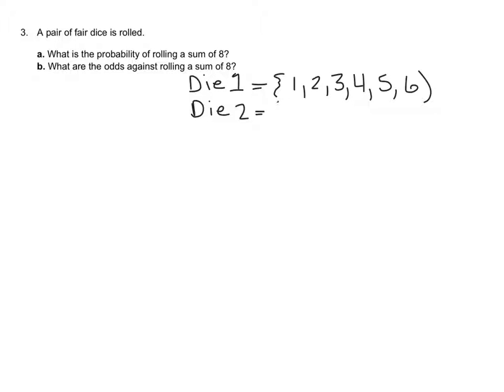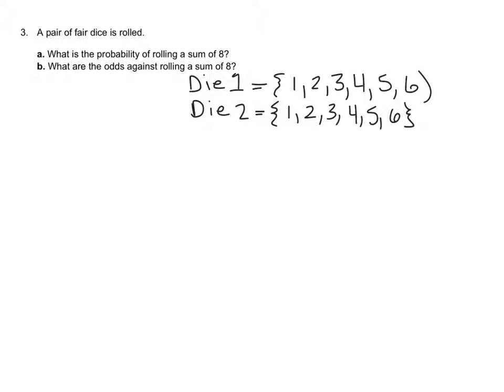And remember, a dice has 6 sides to it, and we can label these as 1, 2, 3, 4, 5, and 6. So this set can represent dice 1, and then dice 2 is the same. It has 6 sides, so we can label them as 1, 2, 3, 4, 5, and 6.